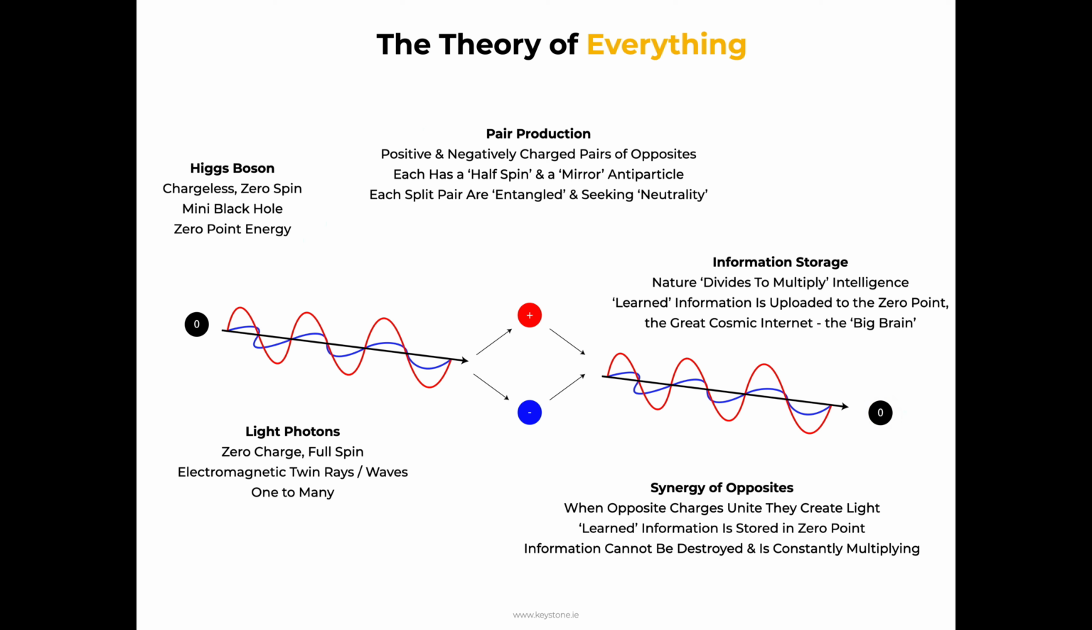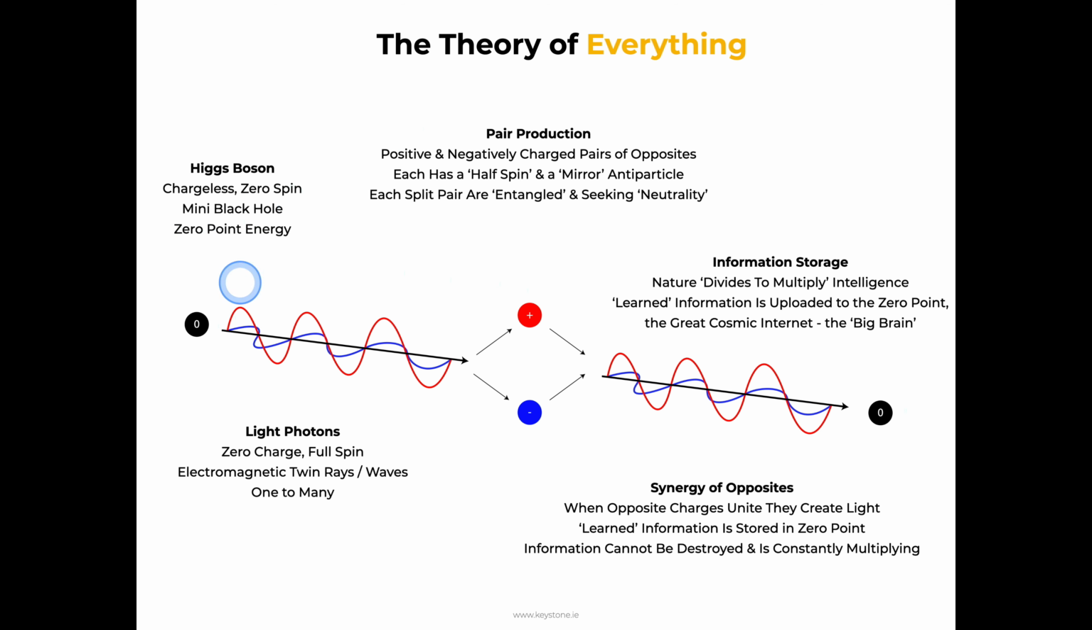So let's break this down. The Higgs boson is the 0 point. This is the smallest known particle scientists are aware of. There may be a particle beyond that. We don't know. But for the moment, we're working with the Higgs boson as the smallest. The Higgs boson is a chargeless, zero-spin particle. And it's like a mini black hole. It's the 0 point energy.